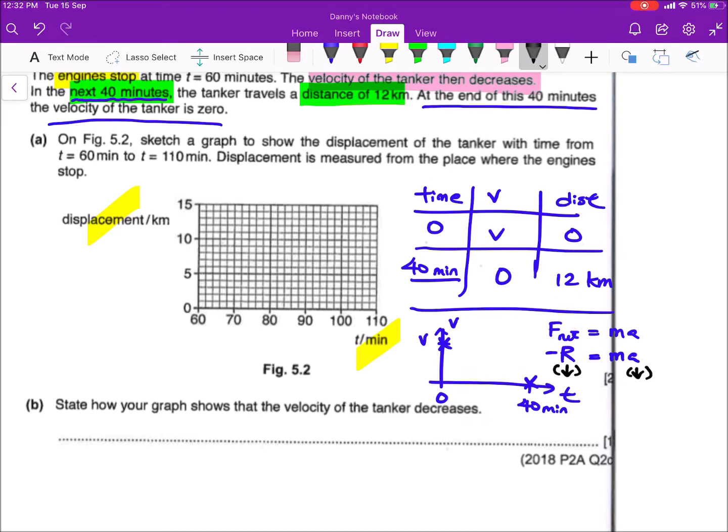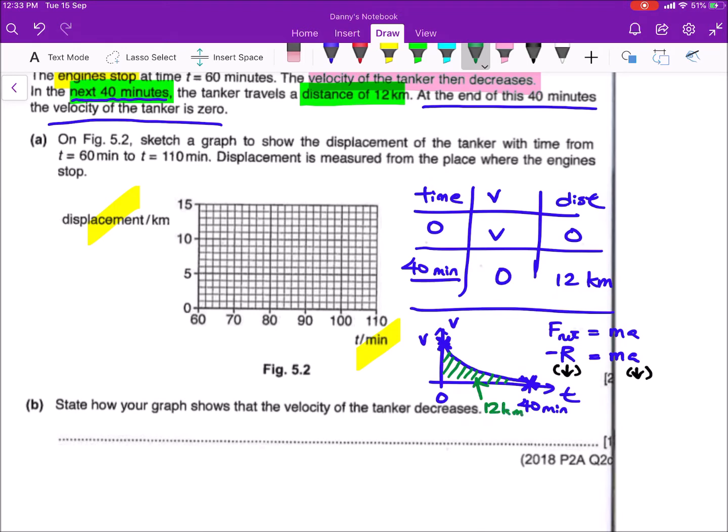Because acceleration is the gradient on a VT graph, I can see that between this point and this point, it cannot be a straight line, because if it is a straight line, the gradient is constant. So I would expect my VT graph to look something like that. Okay, because the gradient is dropping, it will curve this way all the way until it touches 0. And I know that the area under this VT graph would be equal to 12 kilometers.